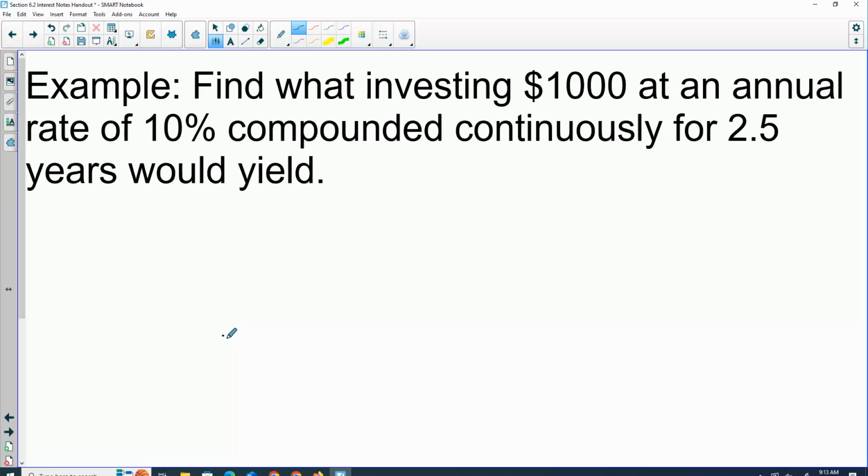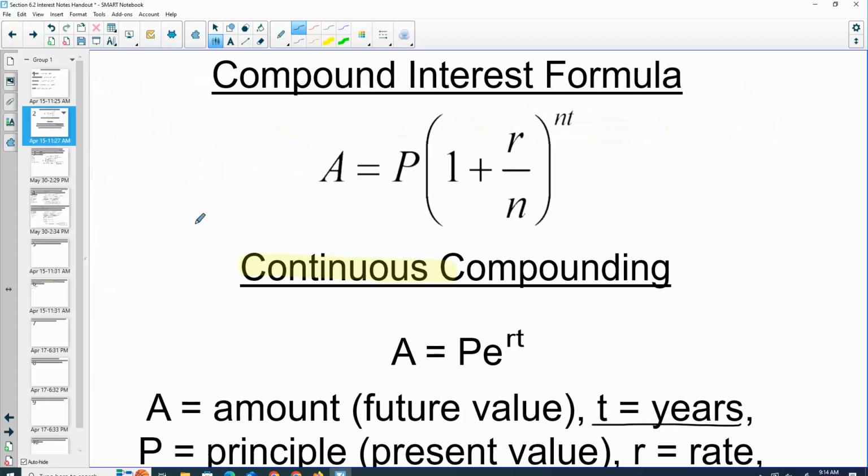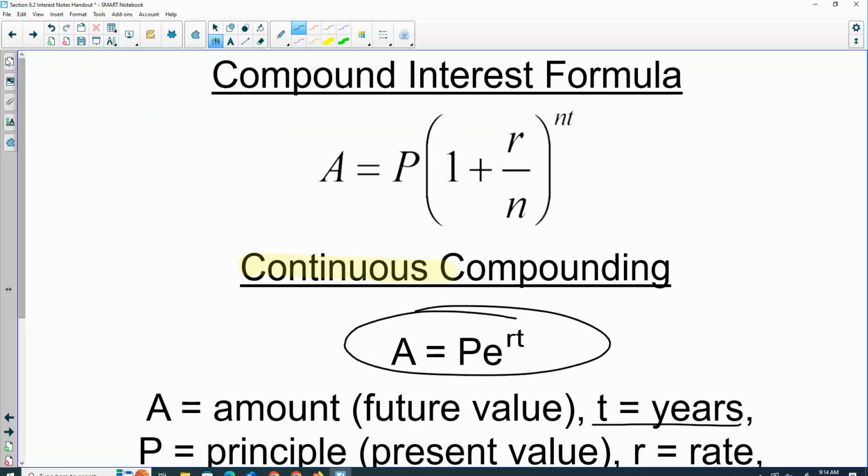So find what investing $1,000. So if you're investing 1,000, which variable is that? Is that what we have right now or what we'll have in the future? Principal, what we have right now. And the annual rate of 10%. If your rate is 10%, that means r is 0.1. Compounded continuously. When I see continuous, what does that tell me? More than every day. So we don't know how many times per year, it's continuous, so we use the continuous formula.